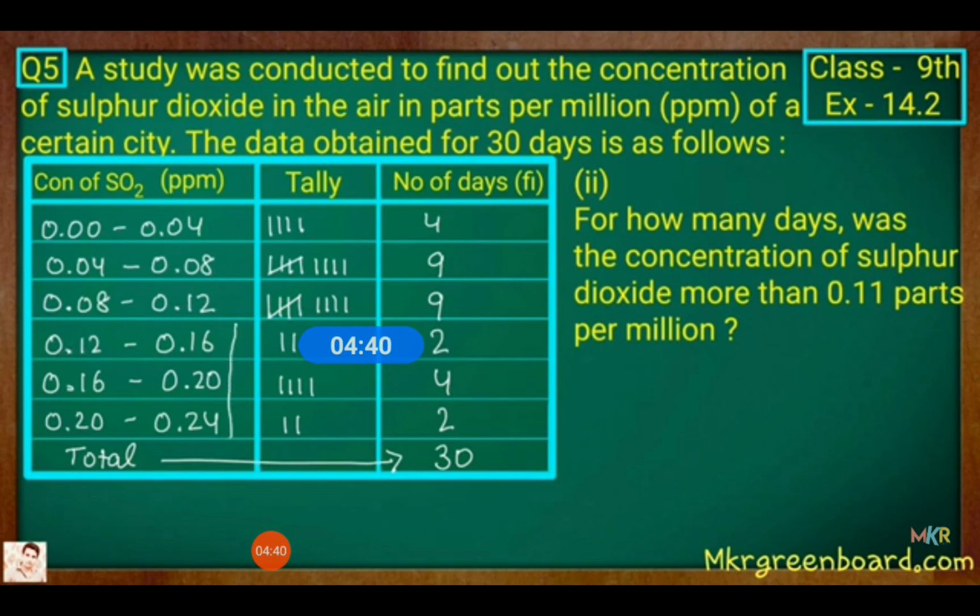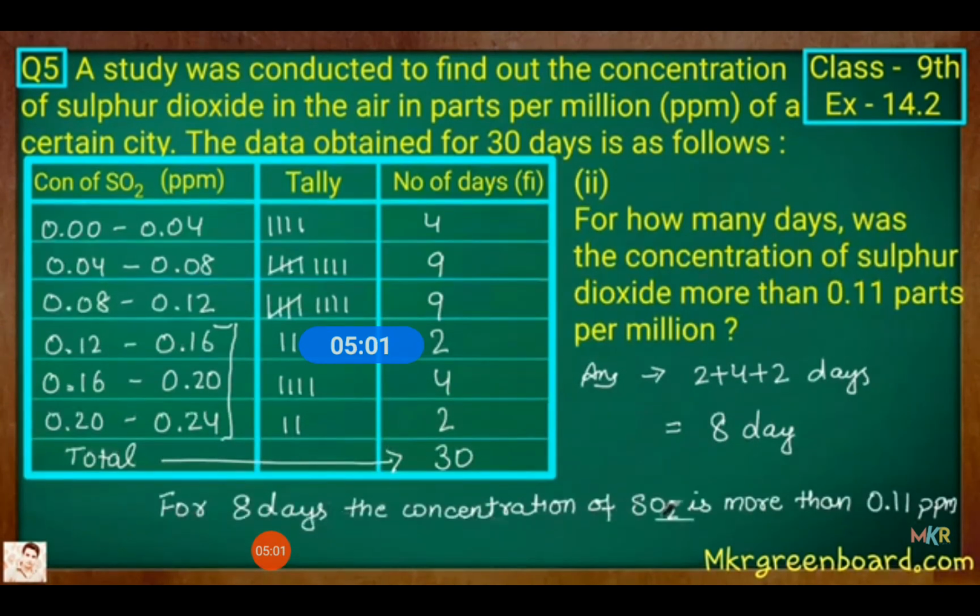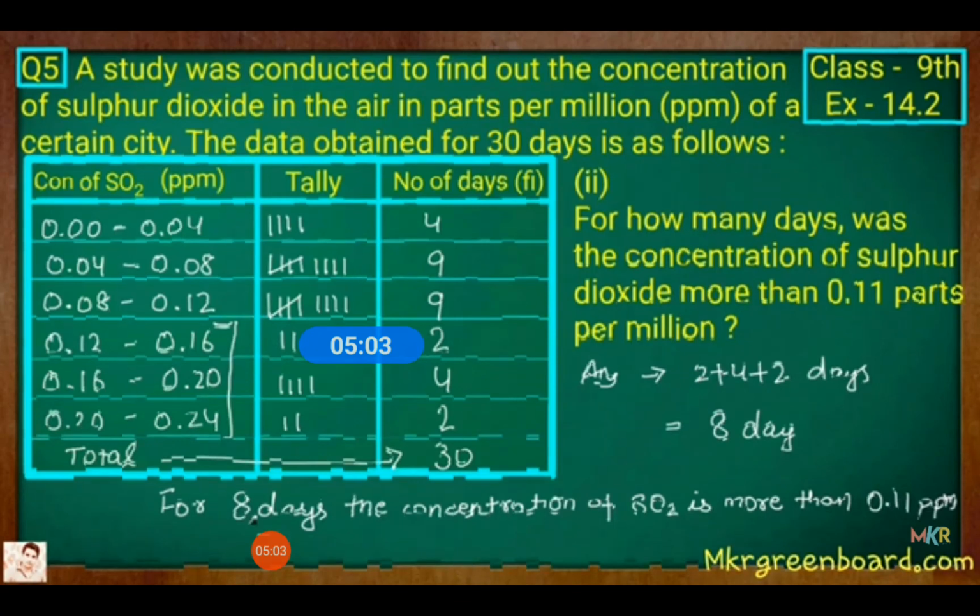We will take only these three intervals, 0.12 to 0.24. Okay, so you can count the number of days, and here what your answer will come. Here 8 days will come. So for 8 days its ppm is more than 0.11. You can write the answer.